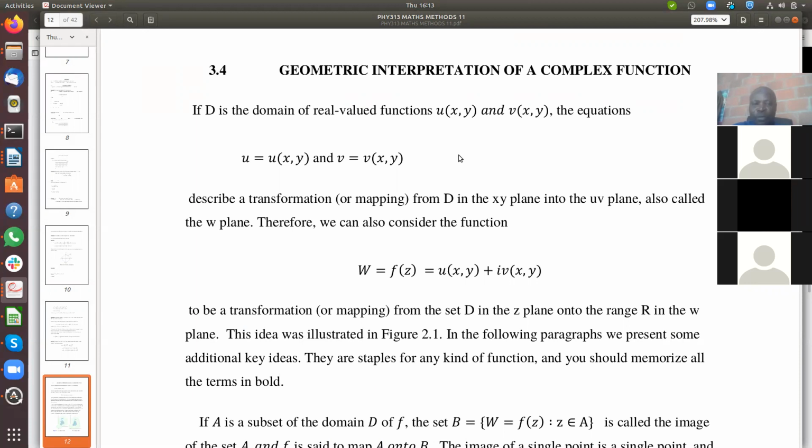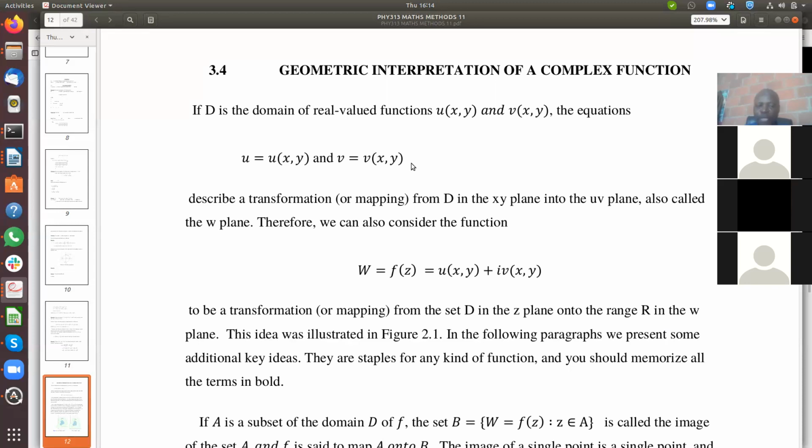Now, by the time we move to a complex function, we introduce another concept into it, meaning that you have an equation in which you have two variables. Each of these variables, we can classify or group into real and imaginary. If D is a domain of a real function such that u of x,y and v of x,y satisfy this equation, in this case our u is u of x,y and our v is v of x,y.